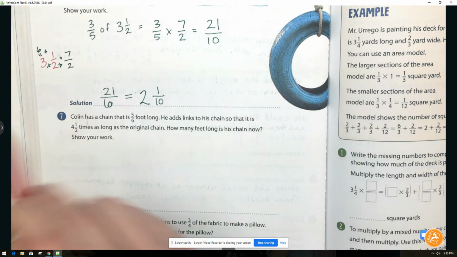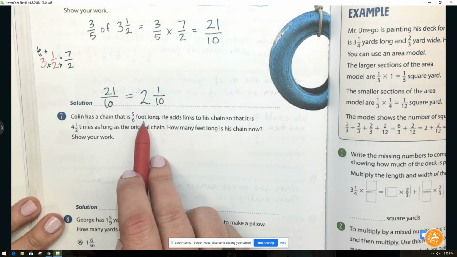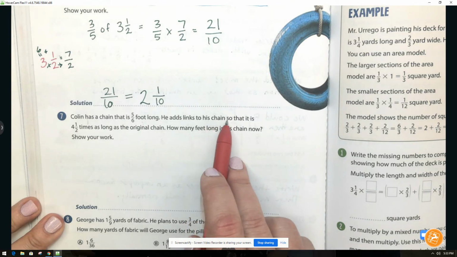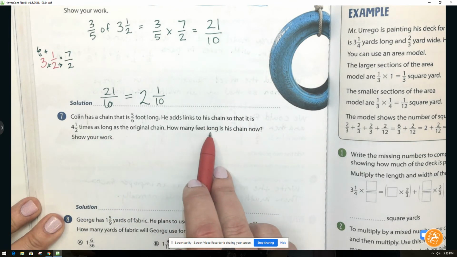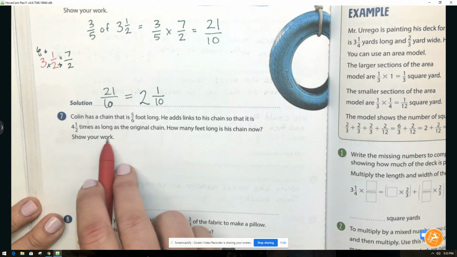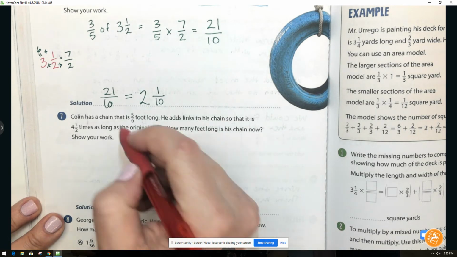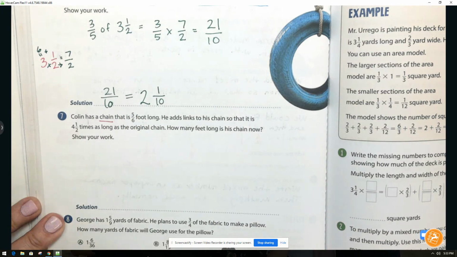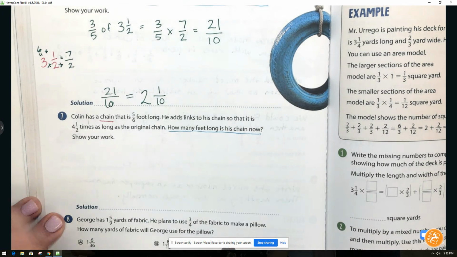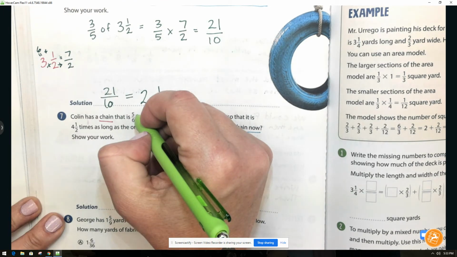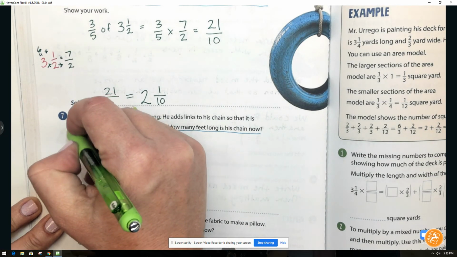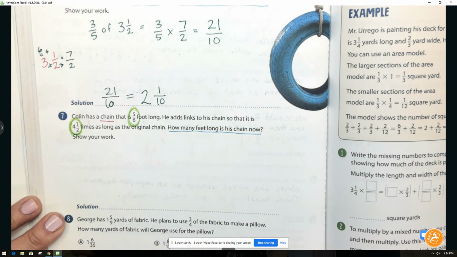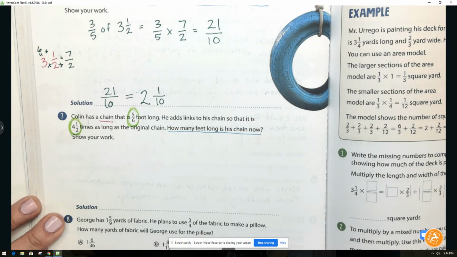So it says this. Colin has a chain that is 5/6 of a foot long. He adds links to his chain so that it is 4.5 times as long as the original chain. How many feet long is his chain now? Show your work. So we know we're talking about a chain. We want to know how many feet long his chain is now. We know that his chain is 5/6 of a foot long, and then he adds links to make it 4.5 times the original length of the chain.